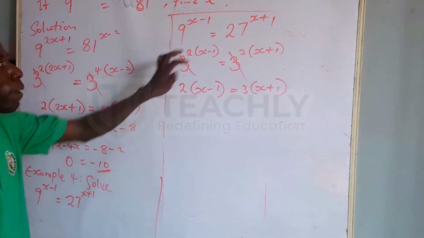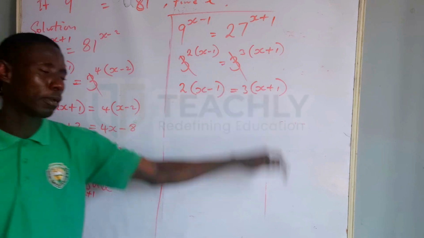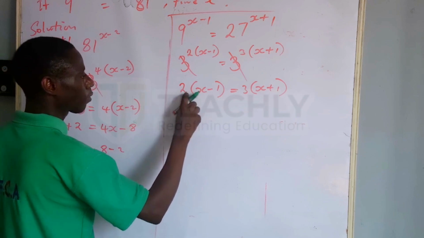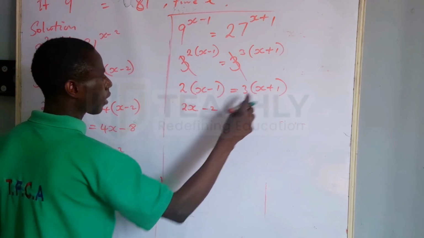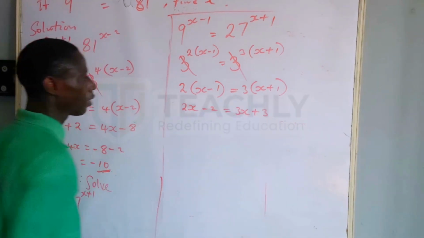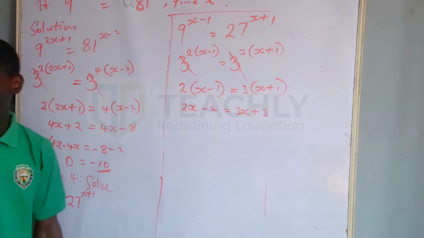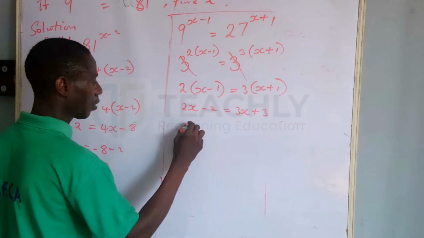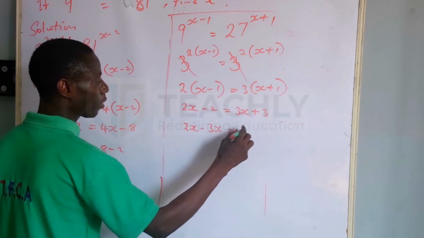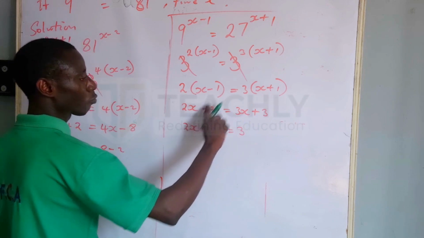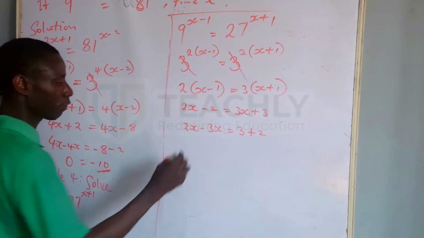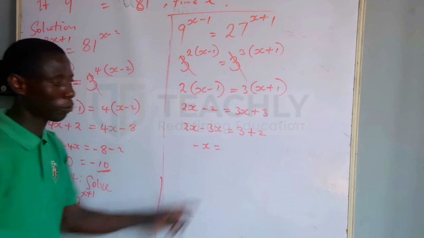After putting the powers, the next step is to open the bracket. 2 times x gives 2x. 2 times minus 1 gives minus 2. 3 times x gives 3x, and 3 times 1 gives plus 3. The next step is to collect like terms. You have 2x, bring the 3x over, that's minus 3x, equals 3. Bring the minus 2 to the other side, that is plus 2. So 2x minus 3x gives minus x, equals 3 plus 2.